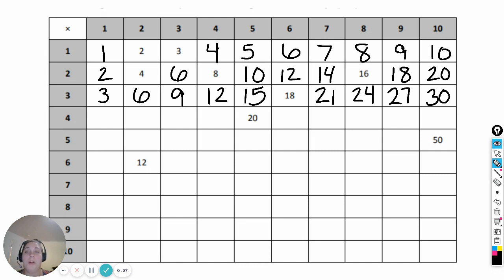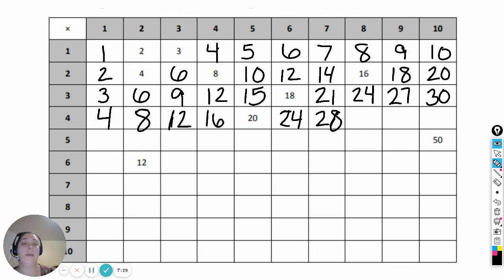If you haven't held your whiteboard up yet, go ahead and hold it up to at least show how far you got. Let's see if your answers match mine. 4, 8, 12, 16, 20, 24, 28, 32, 36, and 40.